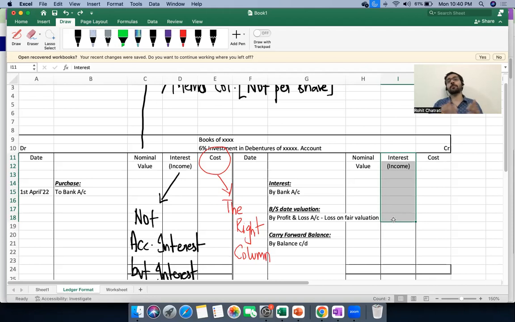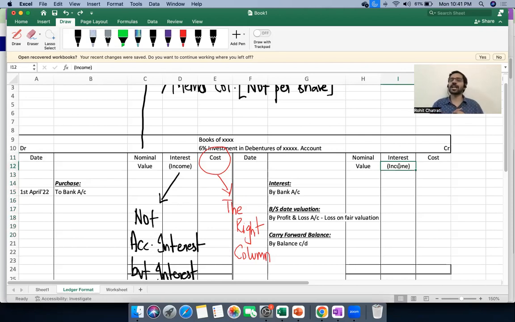So without preparing a separate ledger account for interest income, you have actually merged the interest income ledger account into the investment ledger itself. All right. But in a separate column, the investment asset is one column, which is represented by the cost. The interest income is going to be represented by a separate column, but we are not going to time and again write income.